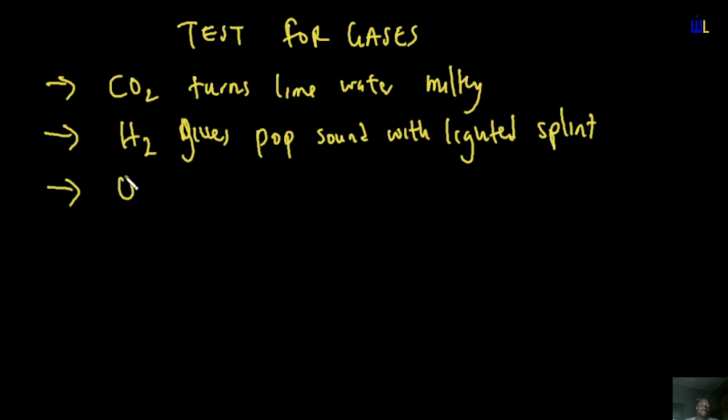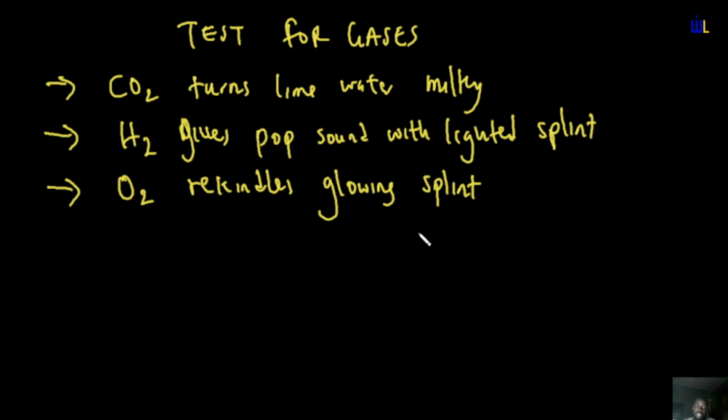Then we go to the next one, which is oxygen, O2 gas. It rekindles glowing splint. So what do I mean by that? A glowing splint is basically a wood that was on fire. However, after putting out the fire, that yellowish light that is still glowing, that's what we refer to as the glowing splint. If you introduce that glowing splint into a container with oxygen, the fire starts again. That's what we mean by rekindling.